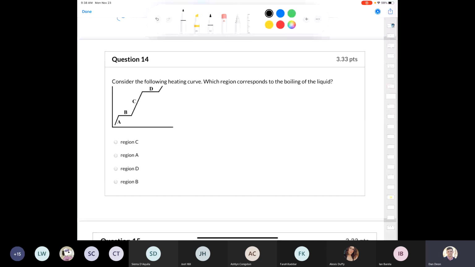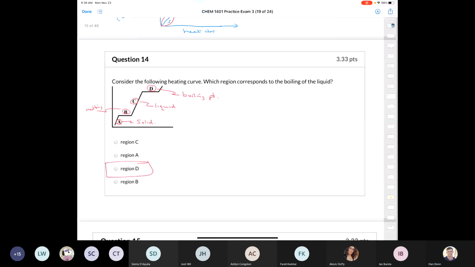Consider the following heating curve. Which region represents the boiling of a liquid? Well, we know that A corresponds to a solid. B represents melting. Once we've converted it all to a liquid, then we heat it up. So we're heating up a liquid. Then it reaches the boiling point. And then once you get it into a gas, you can heat that gas up. But the answer is D, the region that corresponds to the boiling of a liquid.